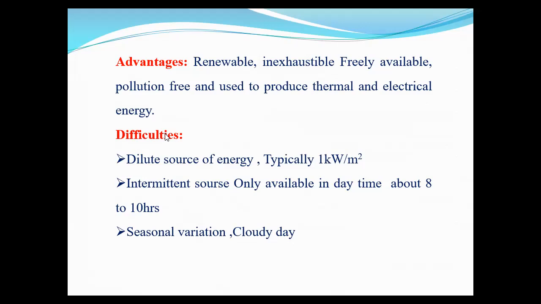There are few difficulties associated with solar energy. The first difficulty is that the solar energy source available is dilute, typically 1 kilowatt per square meter. And it is not available continuously, it is available intermittently, typically for 8 to 10 hours per day. And there is seasonal variation also. Solar radiation is available more in summer and less in rainy season, and less solar energy is available on a cloudy day.